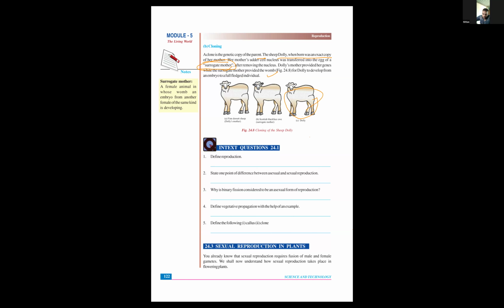Cloning means same to same. Only one nucleus produces the new generation or new organism. It's called cloning. Understood? Yes or no?